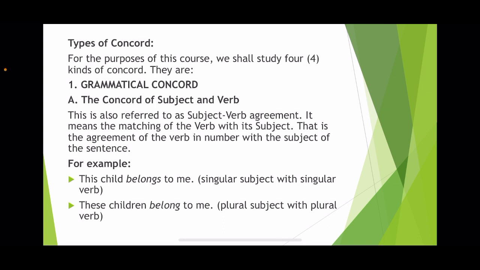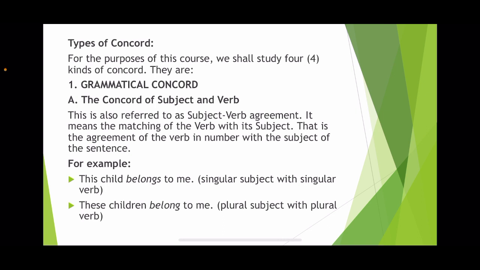And they are, number 1, grammatical concord. This grammatical concord is divided into 2. First part A, the concord of subject and verb. What does it mean? It is referred to as subject-verb agreement. It means the matching of the verb with its subject. That is, the agreement of the verb in number with the subject of the sentence.